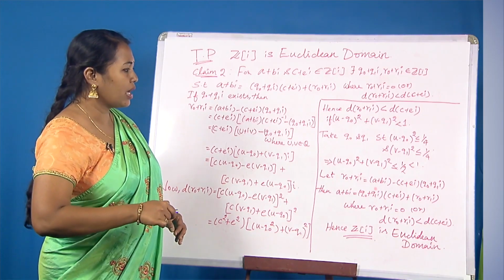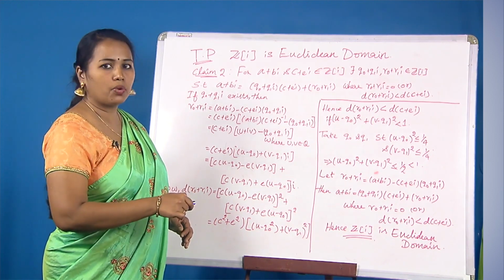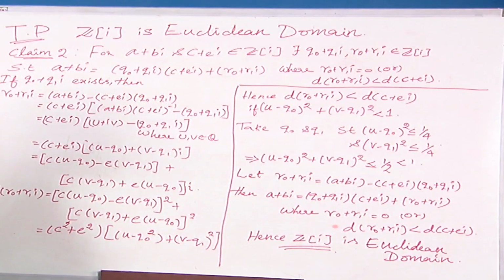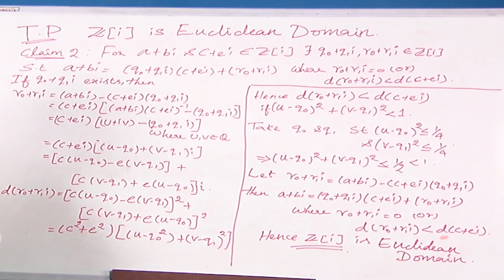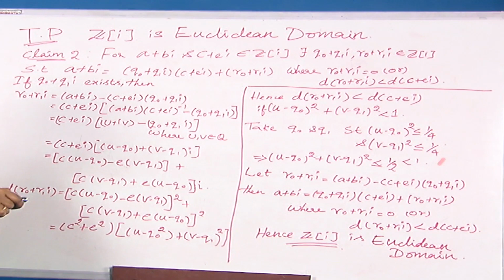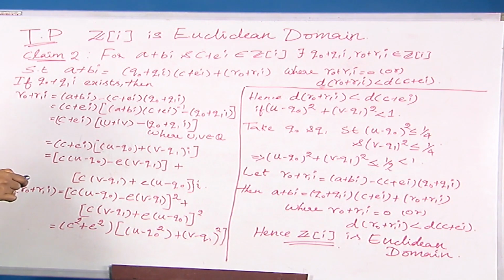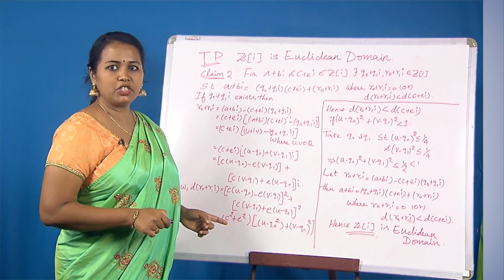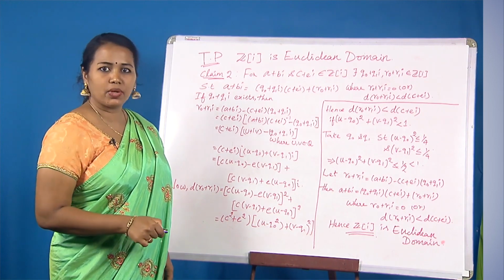Here r naught plus r1 i, you know about a plus ib, you know c plus ei, q naught plus q1 i, we have shown how to pick them, and therefore they can be picked in such a way that r naught plus r1 i is equal to 0 or d of (r naught plus r1 i) is less than d of (c plus ei). So we have chosen all these terms in such a manner that this particular statement becomes true, thereby proving our claim. So we have already proved one part of the claim. This is the second part of the claim, which is a division algorithm. This has also been proved, and therefore Z of i is a Euclidean domain.